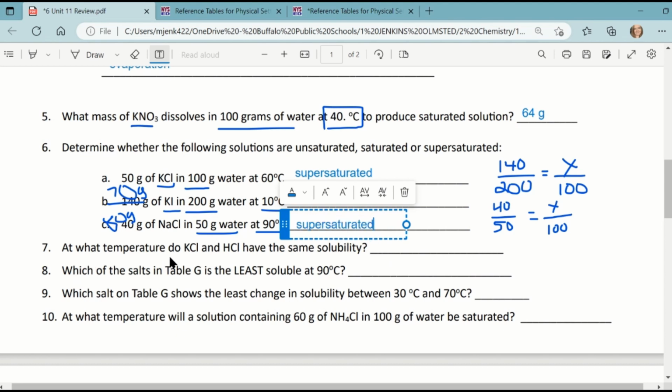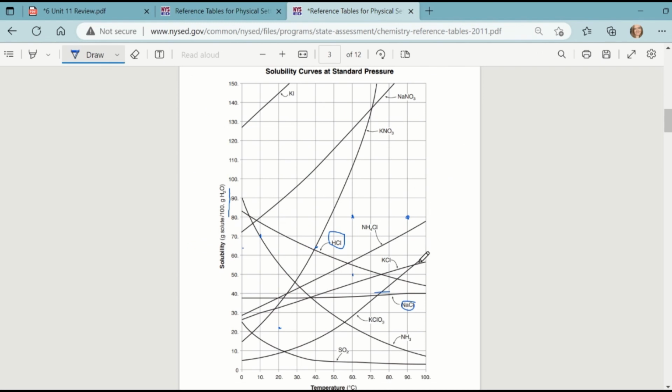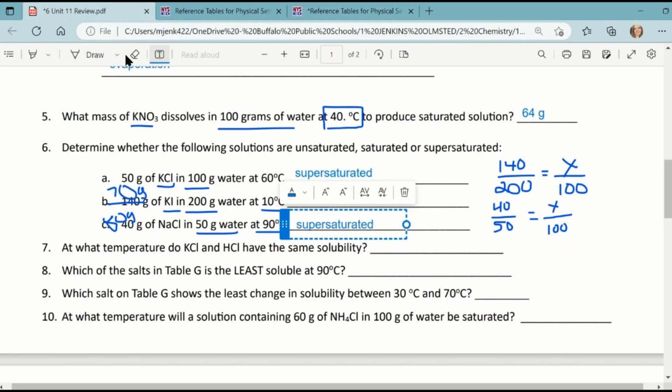At what temperature do KCl and HCl have the same solubility? So KCl right here, HCl. So where would they have the same solubility? Where their lines cross, which is right there, which is about 76 degrees Celsius.